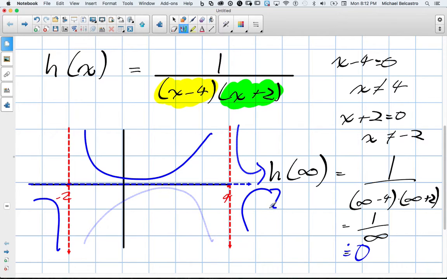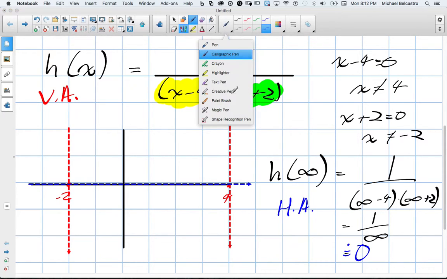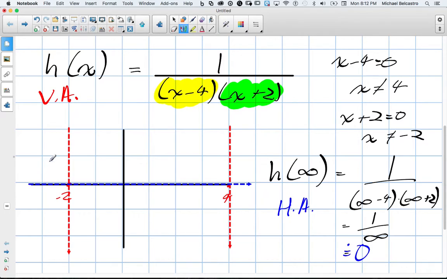Okay, so now that we've done that, we can get some of the general points. We have our vertical asymptotes, we have our horizontal asymptote. We'll denote them here as our vertical asymptotes. This is where we found our horizontal asymptote. Now what we're going to do is essentially find values. And this factor form is going to be really helpful for it.